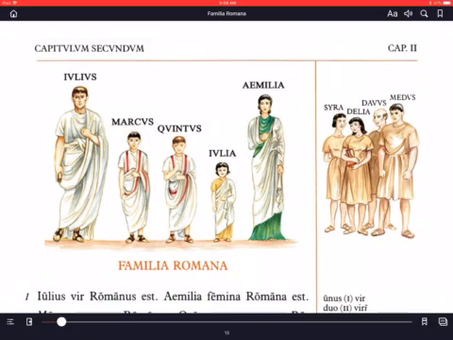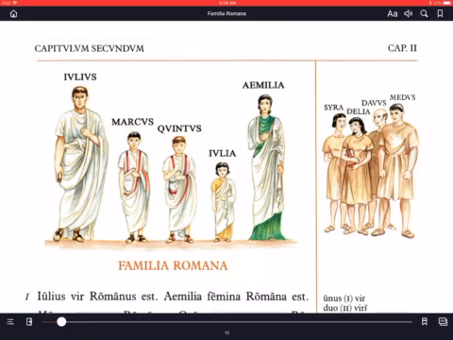Julius, he's the father, Pater. Marcus, he's one of the sons, Filius, his son. Quintus, another Filius, son. Julia, a daughter, Filia. Aemilia, she's the mother, Mater. Then we have slaves in the margin. Syra and Delia, they are Ancillae, and Ancilla is a maidservant or slave woman. Davus and Medus, they are servi, slaves, male slaves.